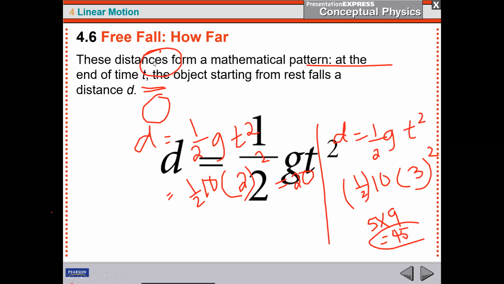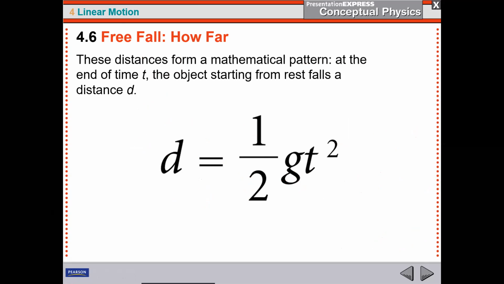These distances form a mathematical pattern. At the end of time t, the object starting from rest falls a distance. So this is only for the falling object when the object starts from rest. I will say d is equal to half g t squared.